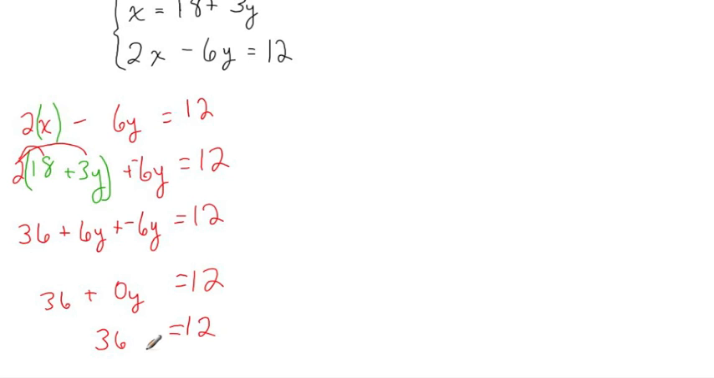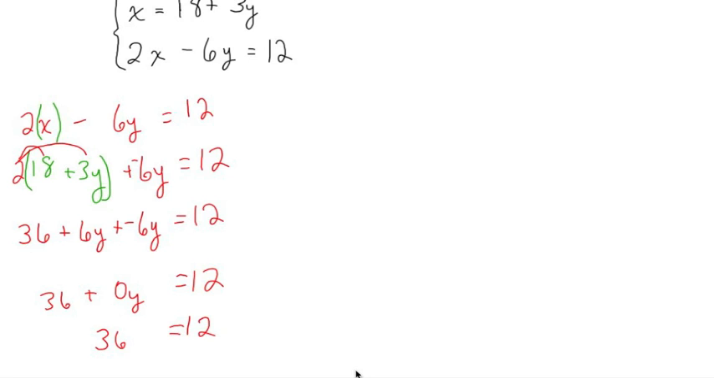A quick glance at this will tell you that all of my variables have gone away. There are no more variables in this equation, and I'm left with an equation that says 36 equals 12, an equation that's clearly not true. So this equation is not a true equation. This is an indication that this is an inconsistent system. This is a system which will have no solutions.